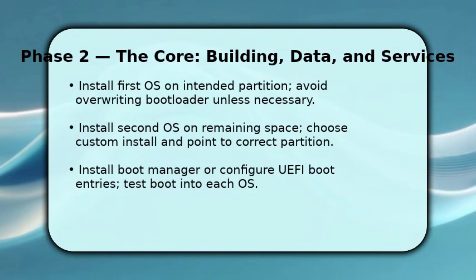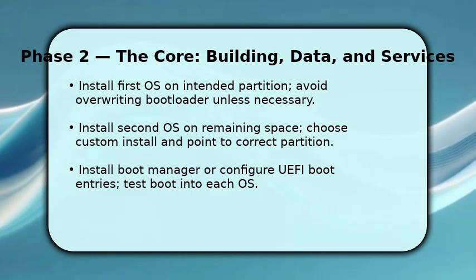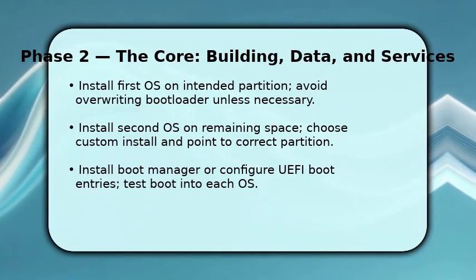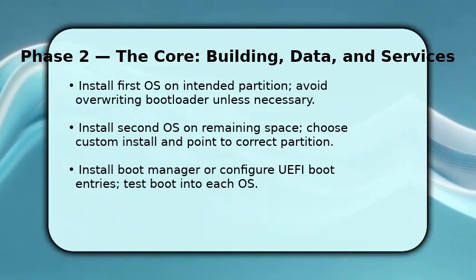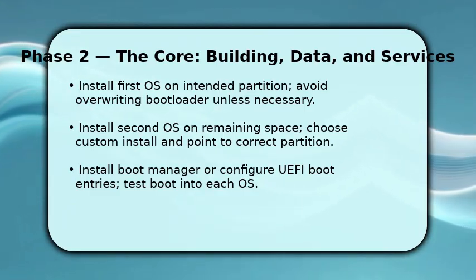You install the first operating system to its partition, follow custom install, and do not overwrite unrelated partitions. Once installed, reboot and verify it runs. Next, install the second OS to the other partition, picking the advanced/custom option so you target the correct volume.